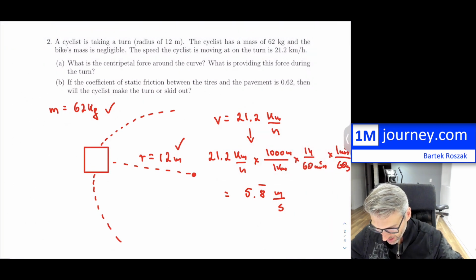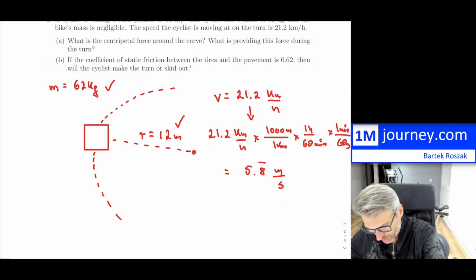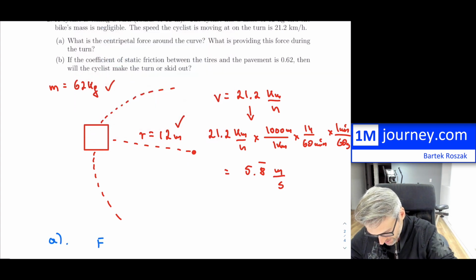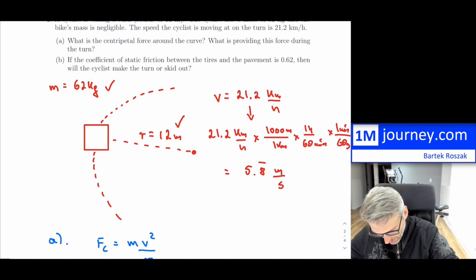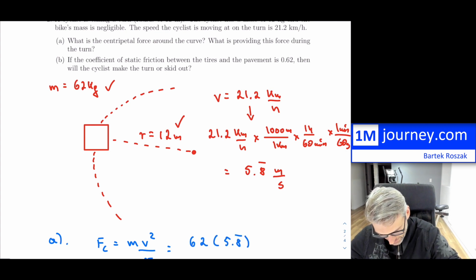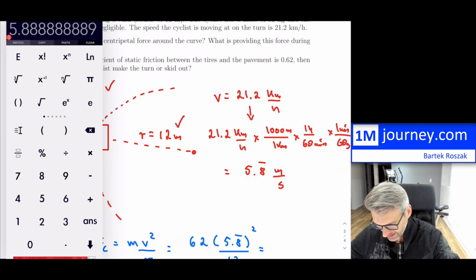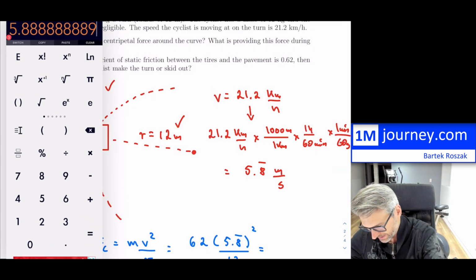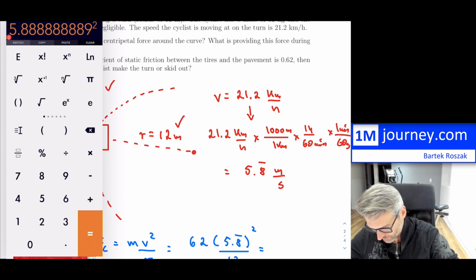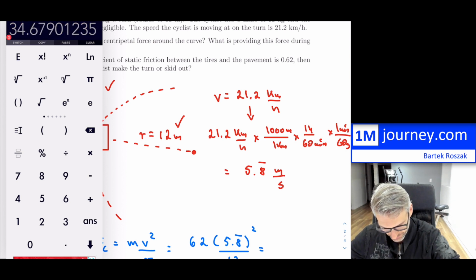Now, part A, what is the centripetal force around the curve? If we want to know what the centripetal force is here, well, the centripetal force is equal to the mass, V squared all over R. So that's not very difficult. So 62, and then this is going to be 5.8, squared, all over the radius, which is 12. Since I have this on the calculator, I'm going to square it right away, so I don't have to rewrite anything.